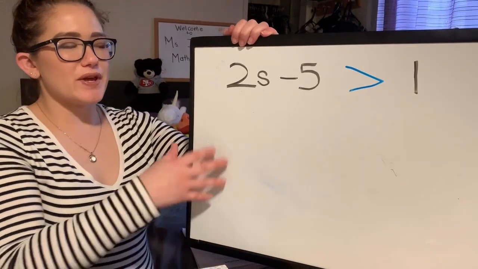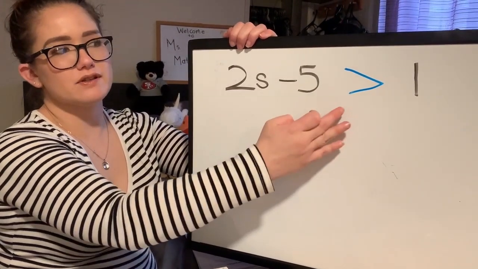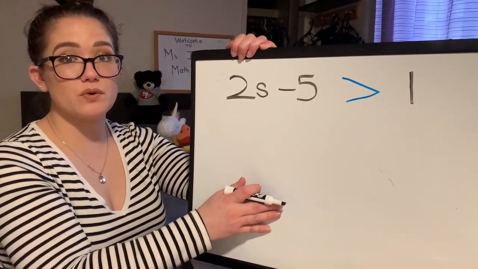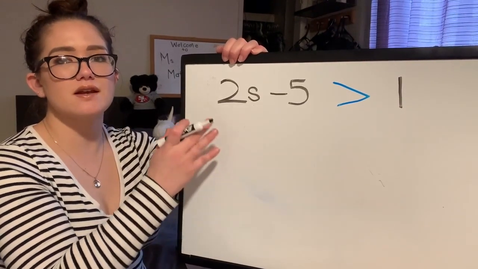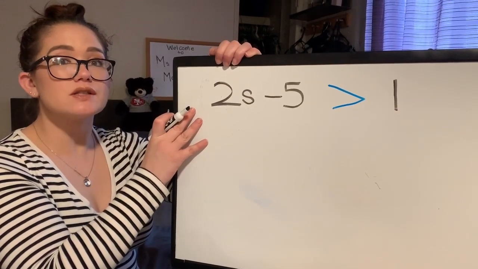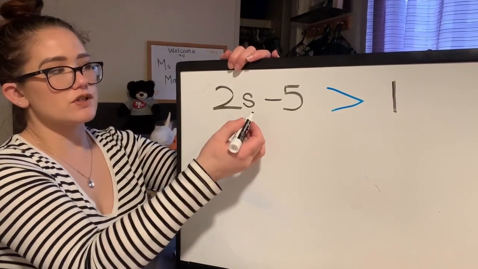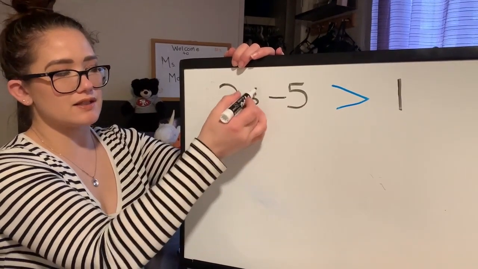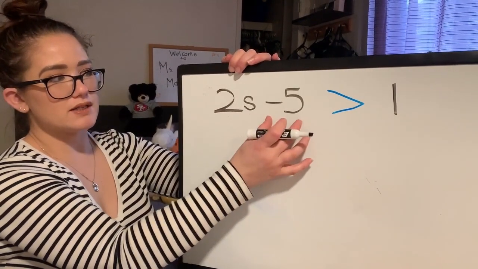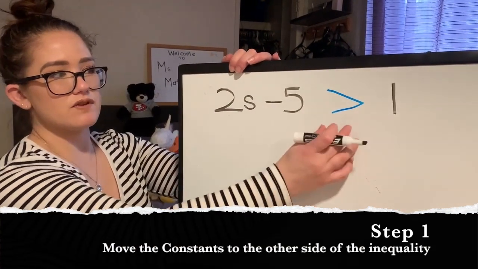All right, so we have here 2s, or 2 times s, minus 5 is greater than 1. And what we're going to do here is the same way we would solve an equation. Okay, an equation is an expression with an equal sign. So the same way we would solve an equation is the way that we are going to tackle this inequality. Okay, so the first thing, your goal is to get this s by itself. So this term 2s, I'm leaving to the last step. So I want to take this minus 5 here and move it to the other side of the inequality sign.